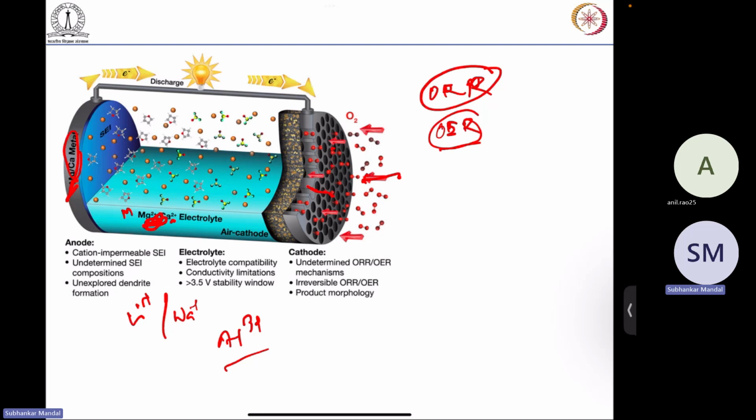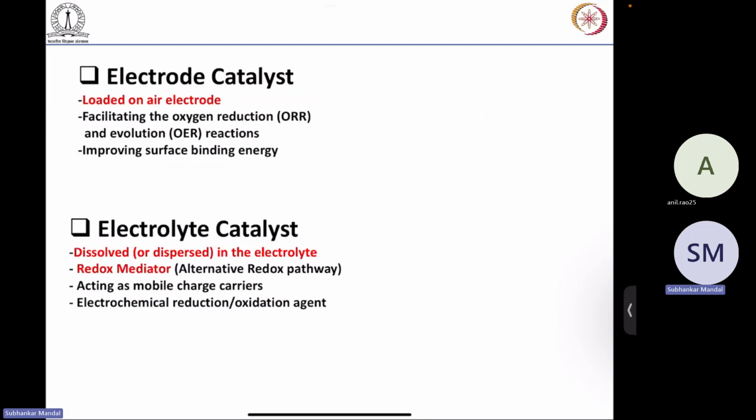So to facilitate this reaction, people use catalysts. There are basically two types of catalyst: one is an electrode catalyst, another is an electrolyte catalyst. Actually, these are all advanced topics. I am just giving a brief introduction so that when you are entering any research, or when you hear something related to batteries, you can recognize that you have already heard these things and correlate them.